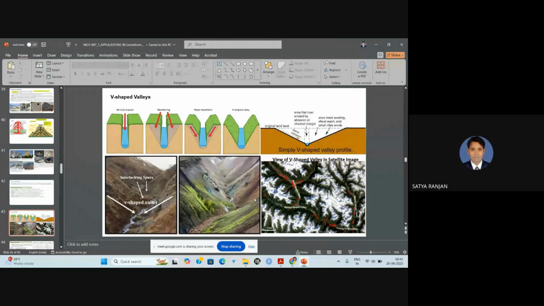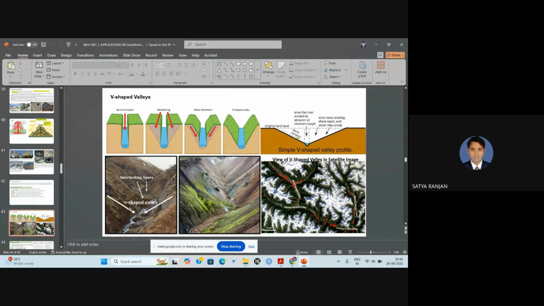So first we look into the V-shaped valleys. This is the V-shaped valley. It looks like this. Most of the Himalayan mountains have V-shaped valleys. So in the large mountain areas or in the hilly, highest areas, we see this type of valleys.